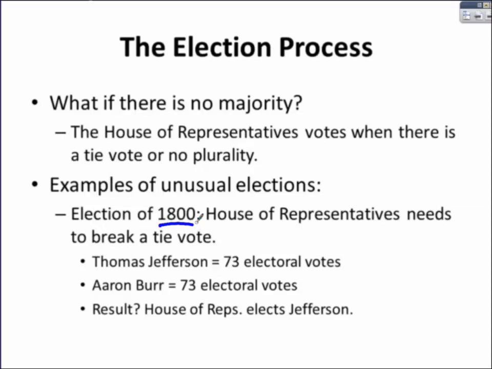history is in 1800. The House of Representatives had to break a tie vote because Thomas Jefferson and Aaron Burr, oddly enough they were both from the Democratic-Republican Party, received 73 votes in what was then a much smaller electoral college. The result is that the House of Representatives chooses to elect Thomas Jefferson as president.